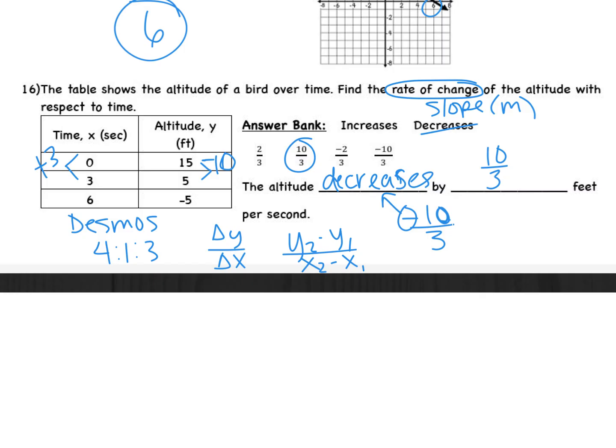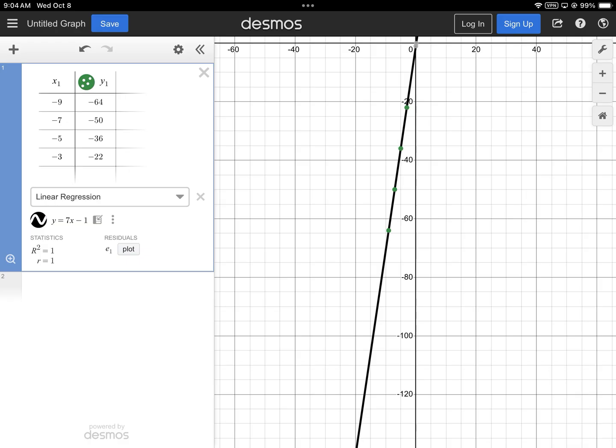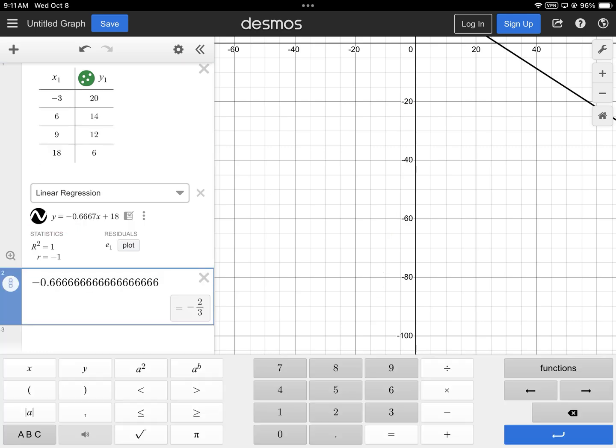If it was increasing, it wouldn't matter, right? But that sign tells us decreases. We don't want to say it's decreasing by a negative 10 over 3 because now we have two negatives. Here is number 8 in Desmos, and you can see after we've put everything in, there is our equation. This is number 11.